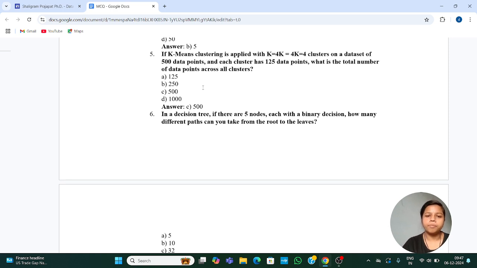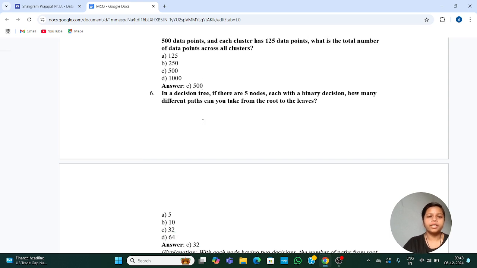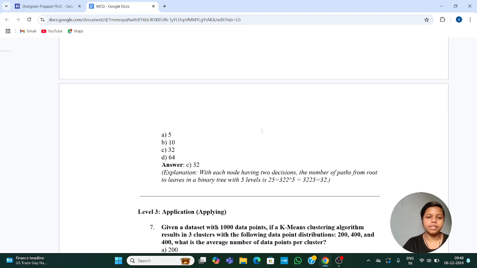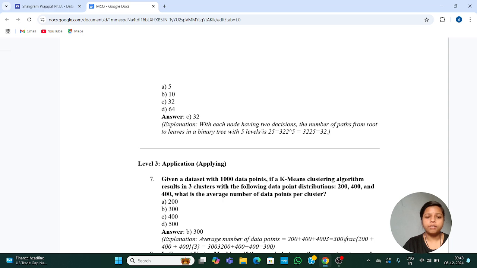If k-means clustering is applied with k equal to 4 clusters on a dataset of 500 data points, and each cluster has 125 data points, what is the total number of data points across all clusters? The answer is 500. In a decision tree, if there are 5 nodes each with a binary decision, how many different paths can you use for the root of the level? The answer is 32.